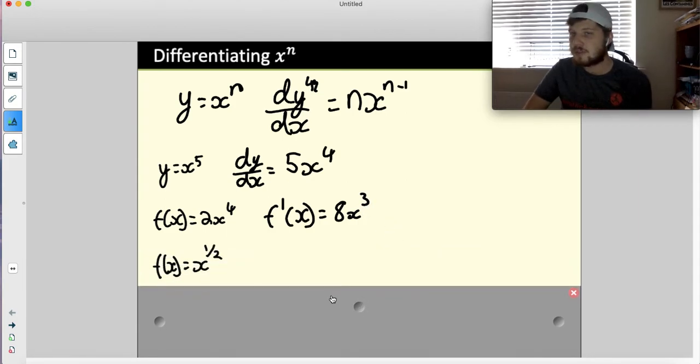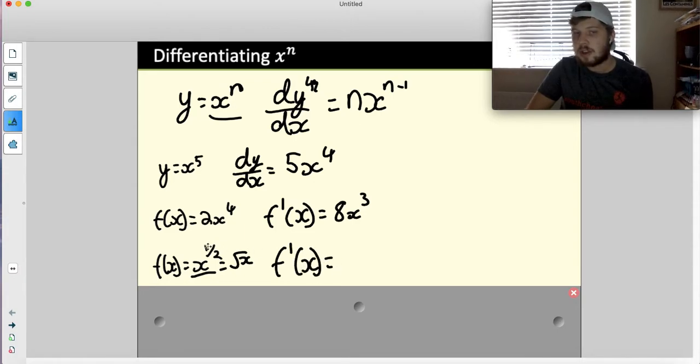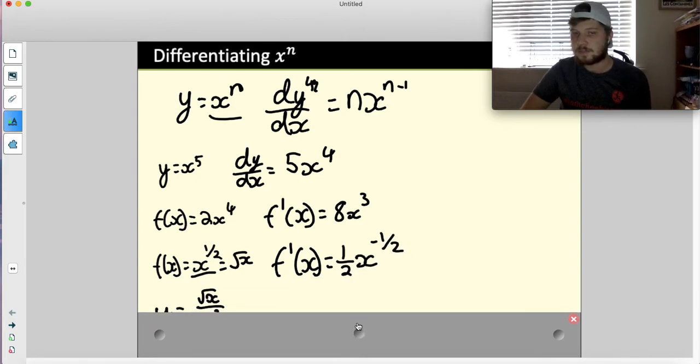If the power is a fraction, we can still do the same thing, and the same rule applies. If we have a function of x to the half, we should also know that this is root x. However, I can only do it for functions which are x to the power of some constant. So x to the power of a half is the same as root x, but we want it in this form. So the derivative of f of x: multiply by the power and reduce the power by 1. So a half goes to negative a half.